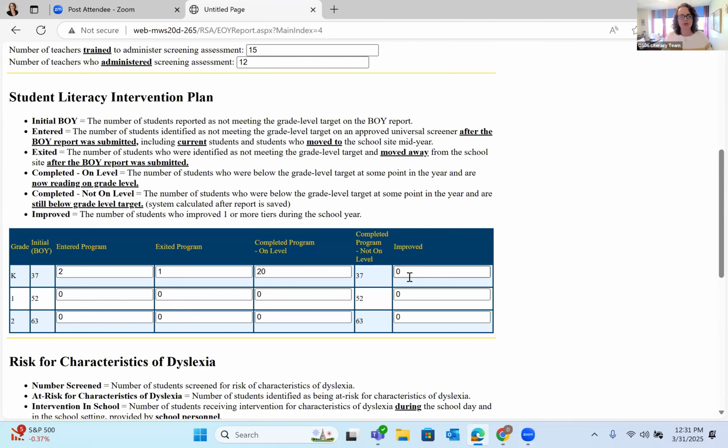But this could also be your students who were tier 3 and made gains and now they're on tier 2, or they were tier 2 and they made gains and now they're on that tier 1 plus differentiation. We would count those students here too. So I'm going to say that this school had 30 students who showed improvement by improving 1 or more tier during the school year. And then I would just go through and enter my numbers for my other grades. I'm going to say that they had 0 students move in and out first, and they have 30 complete on level, 30 show improvement. Do the same for my other grades.